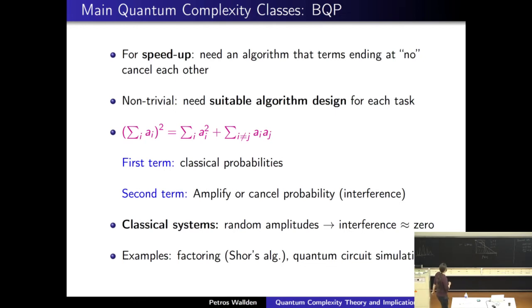Examples in BQP are factoring, Shor's algorithm, quantum circuit simulation, and so on. Again, factoring is made into a decision problem, as I mentioned earlier.